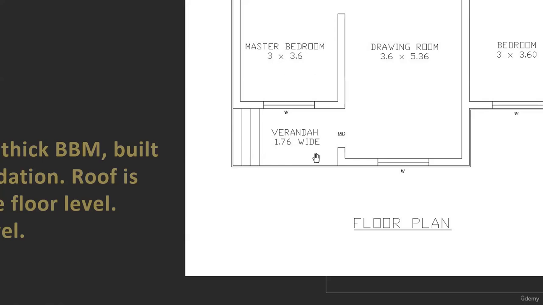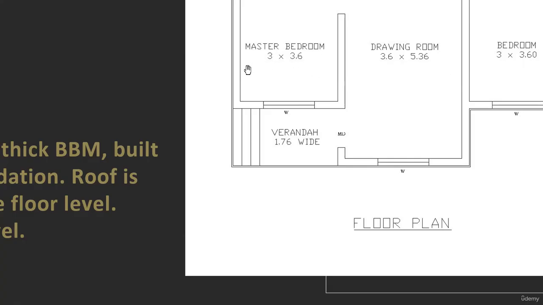And one more thing, here you can see whatever these dimensions are given: master bedroom, drawing room, bedroom, veranda, everything is given. So the first one, 3 by 3.6 meter, 3.6 meter by 5.36, 3 meter by 3.6, correct? These dimensions are given.